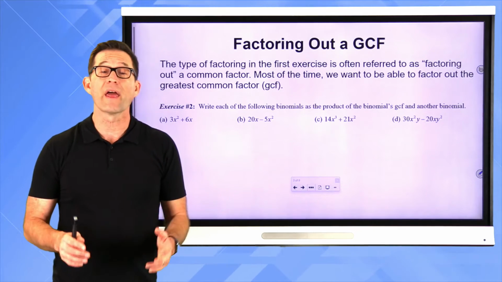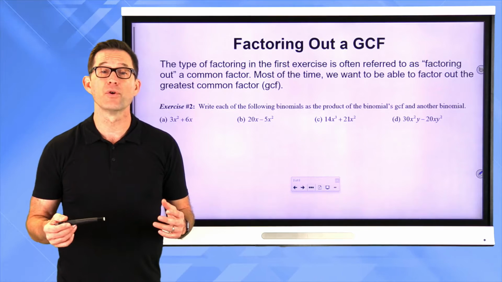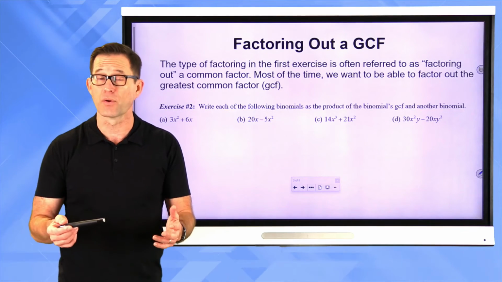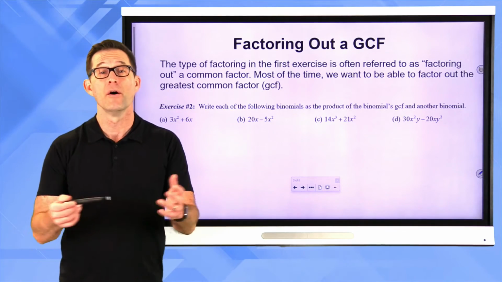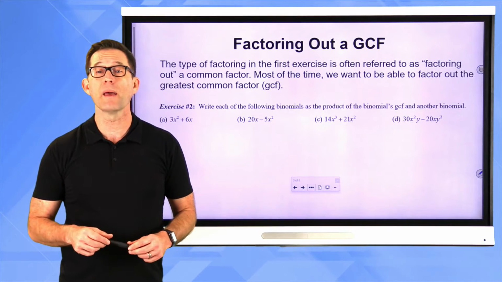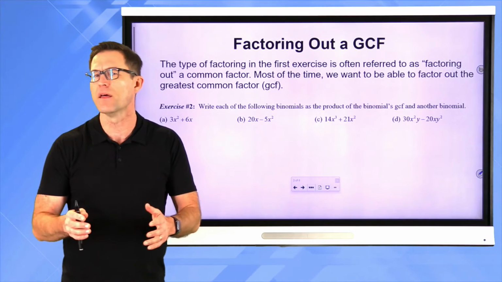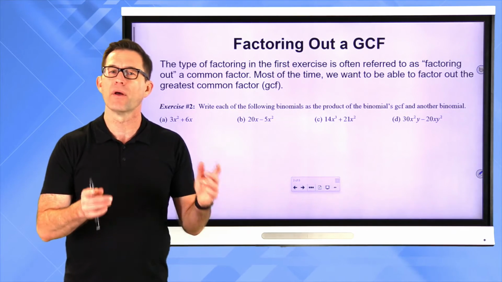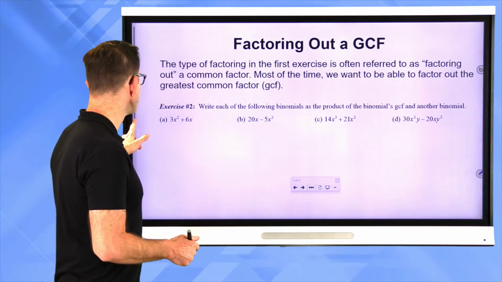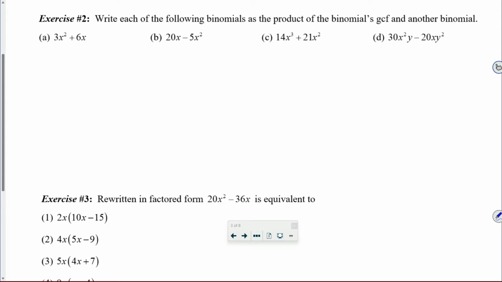All right, let's continue talking about what's called greatest common factor factoring. So factoring out a GCF. The type of factoring in the first exercise is often referred to as factoring out a common factor, right? There's a common factor for both parts of those binomials that we looked at. Most of the time, we want to be able to factor out the greatest common factor, the biggest thing that we can possibly factor out. So let's take a look at that process in exercise number 2. Write each of the following binomials as the product of the binomial's GCF and another binomial.